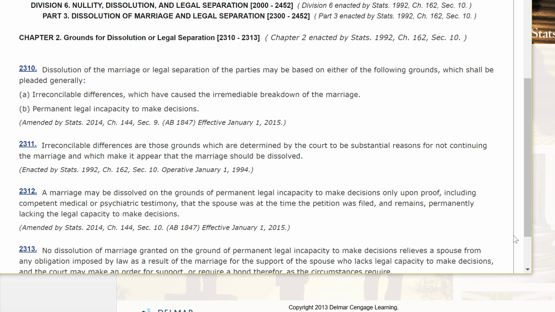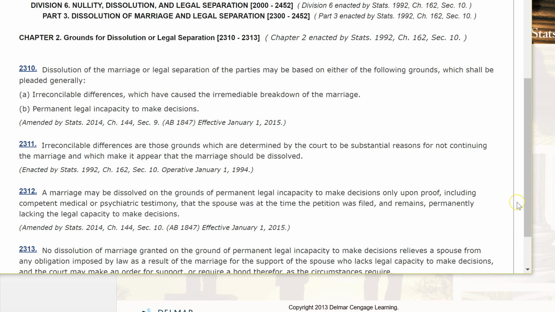So those are the two main grounds to obtain a divorce in California: irreconcilable differences or permanent legal incapacity to make decisions. So the statute or the code further describes irreconcilable differences as those grounds which are determined by the court to be substantial reasons for not continuing the marriage and which make it appear that the marriage should be dissolved.